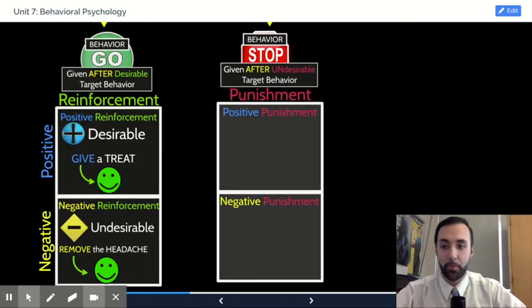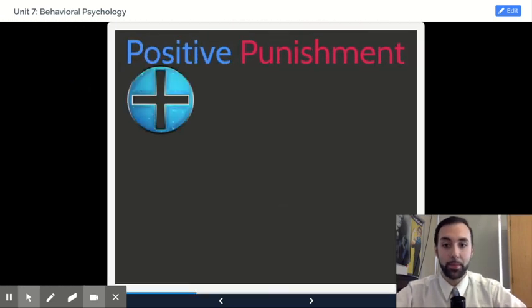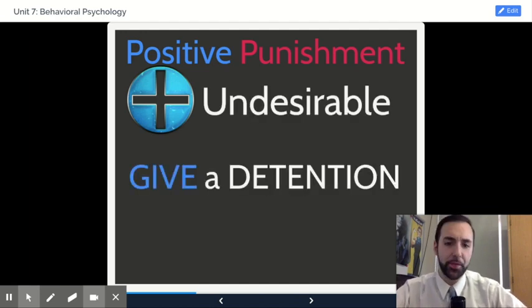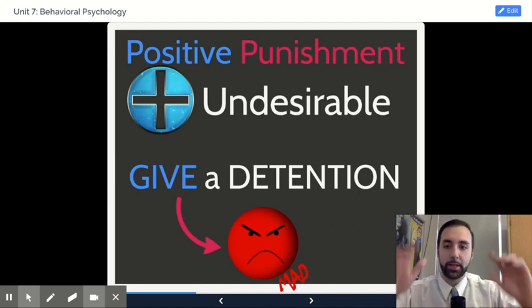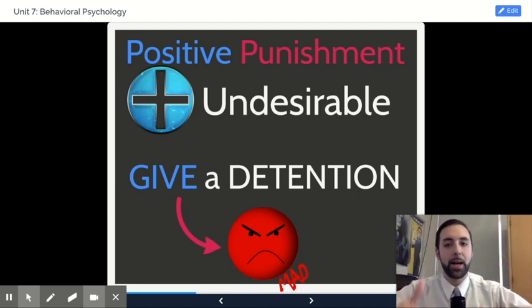So, for example, the word positive, as we've established, means something's been added. Punishment's not a good thing. Punishment is obviously a bad thing. You never want to be punished. Positive punishment, I know it sounds weird. Positive punishment is when you've added something that is clearly undesirable as a consequence of a behavior.